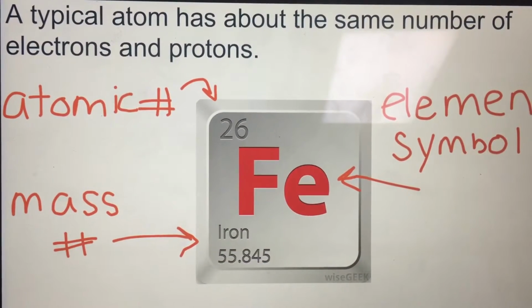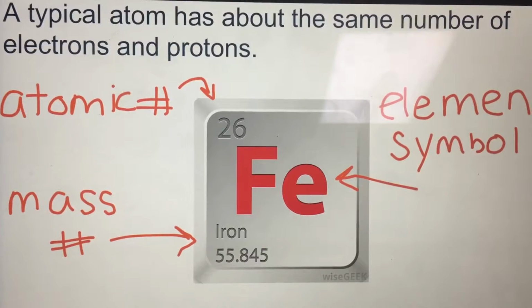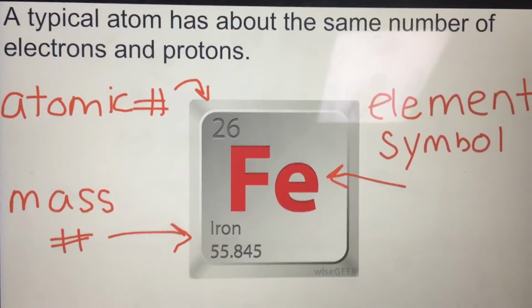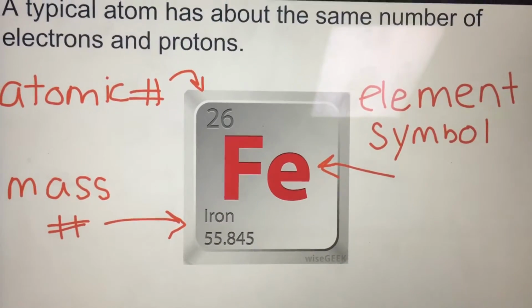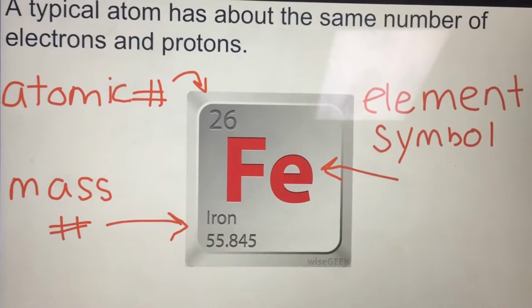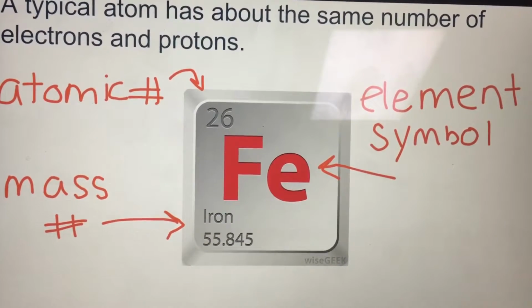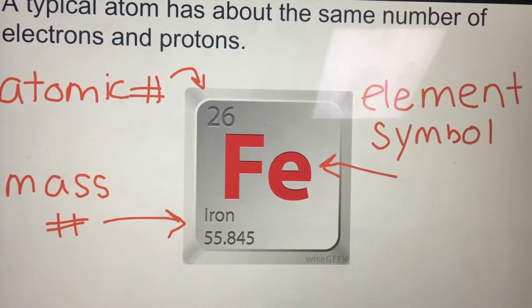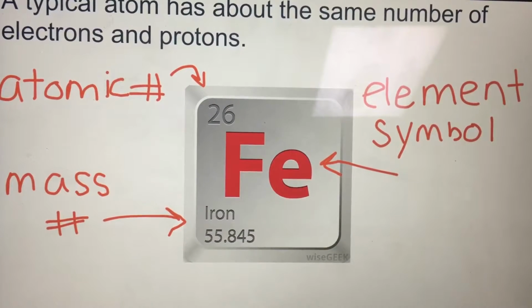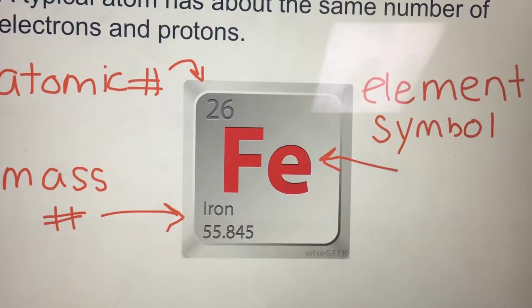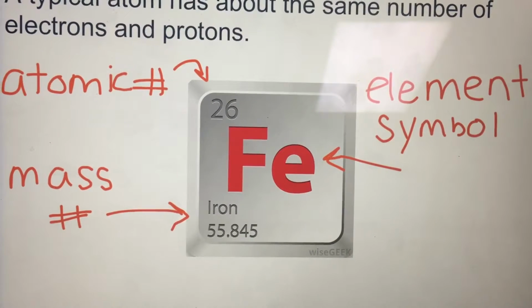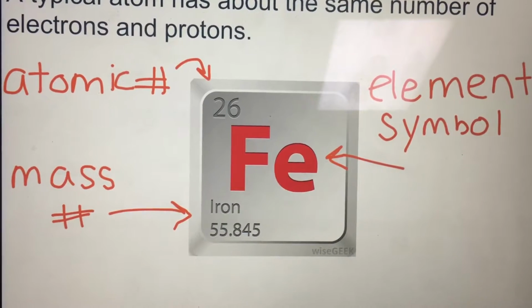A typical atom has about the same number of electrons and protons. The negative charge of an electron is the same magnitude as the positive charge of a proton, so the two charges can cancel one another out. And here's an example. The atomic number is located on the top left corner, so 26. The mass number is on the bottom left, so 55.845. And the element symbol is Fe for iron.